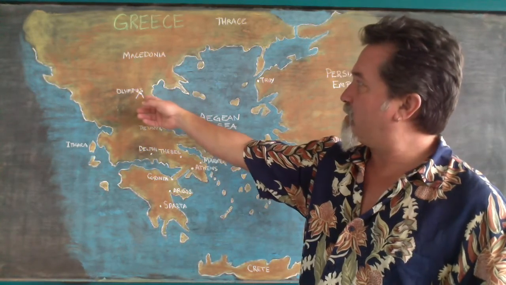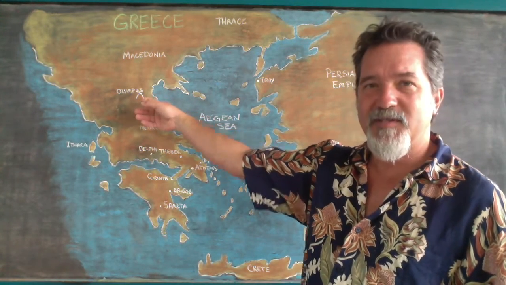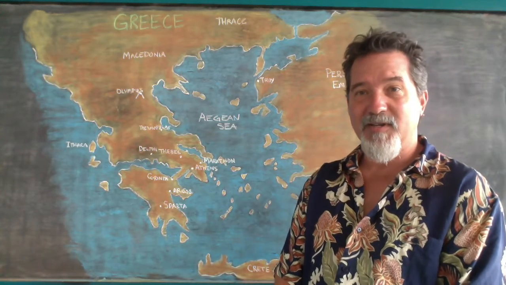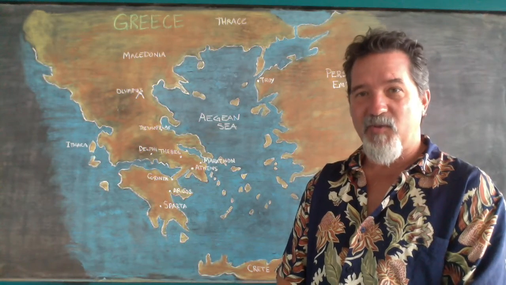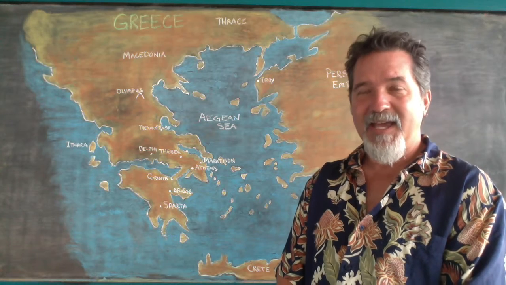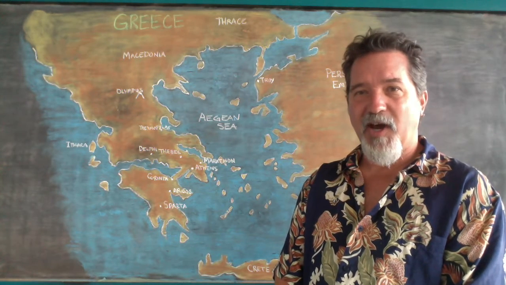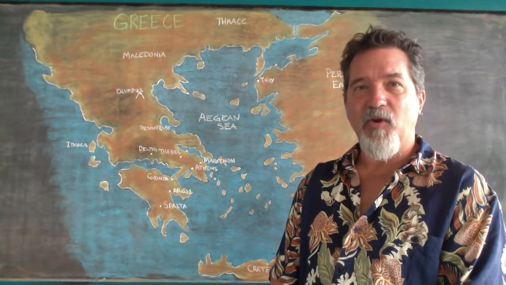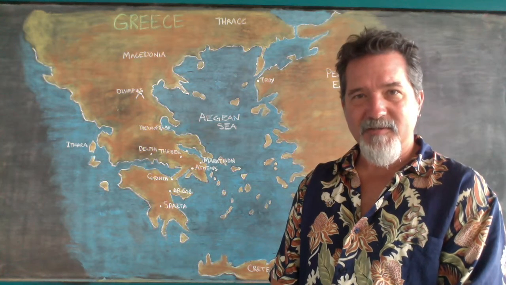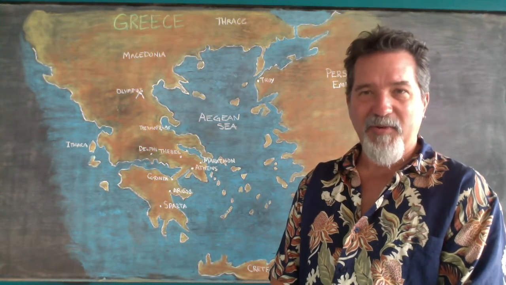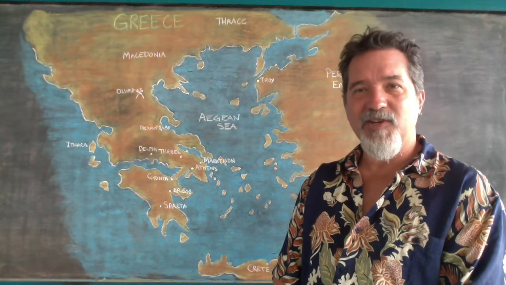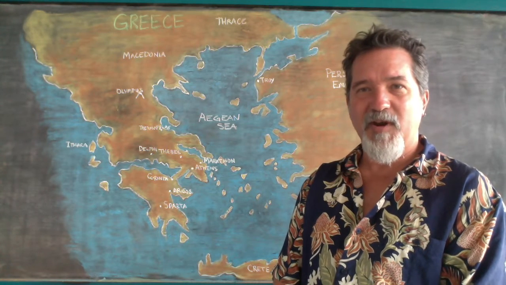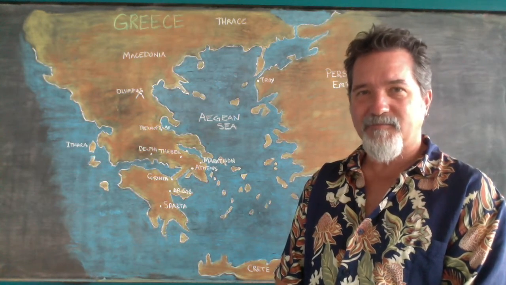Now up here, in this more northern part of Greece, we have a very important mountain. Mount Olympus was a real place in Greece. And of course, the Greeks believed that at the top of this very tall mountain were all of their gods and goddesses. So Mount Olympus was a real place that had this vision for all the Greek people, that that's where their gods and goddesses dwelt.